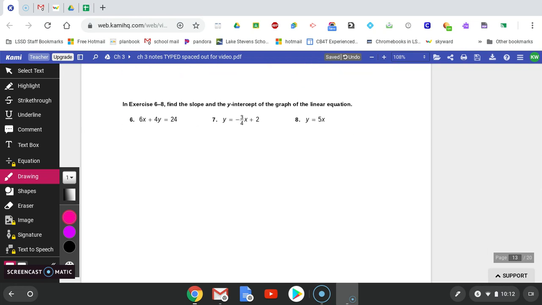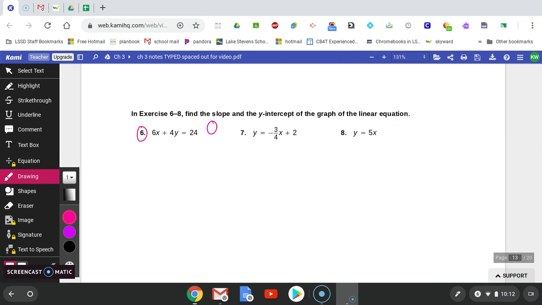Okay, so for number 6, it says to find the slope and the y-intercept of the graph of the linear equation. You can graph them by finding your x- and y-intercepts. For number 6, it's given to you in standard form. So you could graph it, but if I'm going to be finding the slope and the y-intercept, I'm probably going to just rewrite it and put it into slope-intercept form, which means I want to get y by itself.